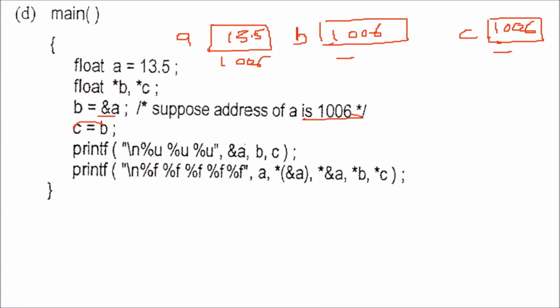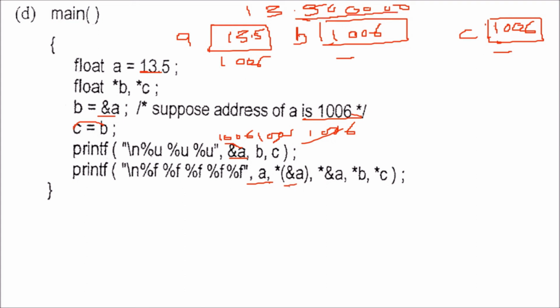And now let us print the address of A. The address of A will be 1006. Then B and C. B and C values will be 1006, 1006, again, because we are talking about the values of B and C. Again, this will be 1006 and 1006 for this one and this one. Next is A. What is the value of A? This will be 13.5. And in fact, it will be printed as 13.50000. After the decimal, these are the precision values.